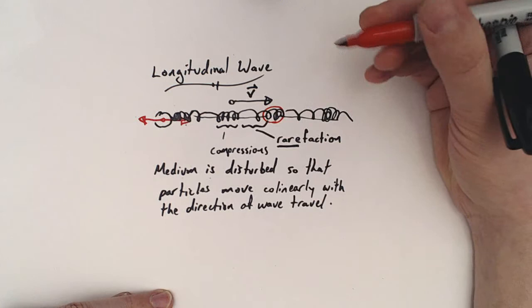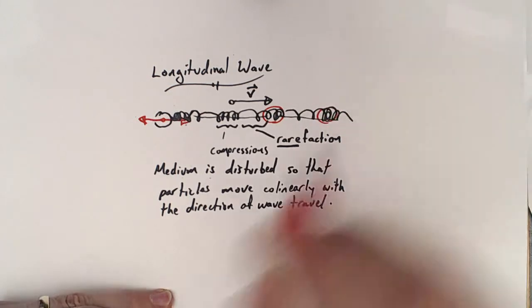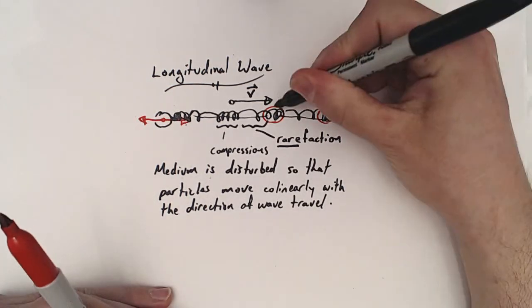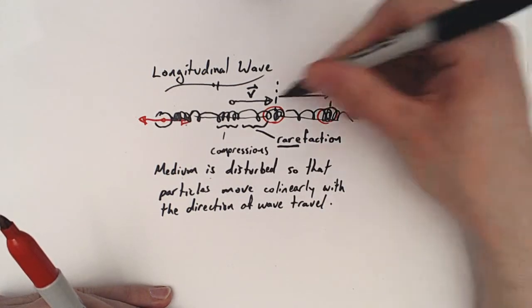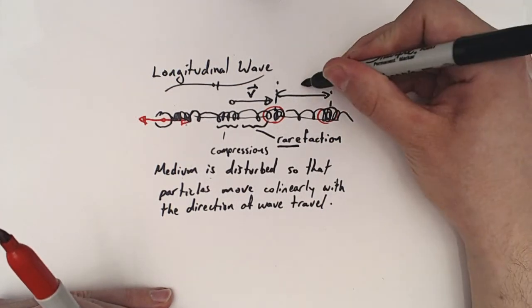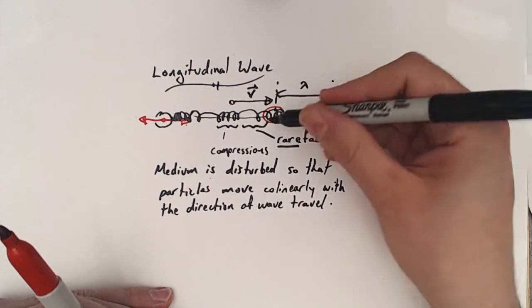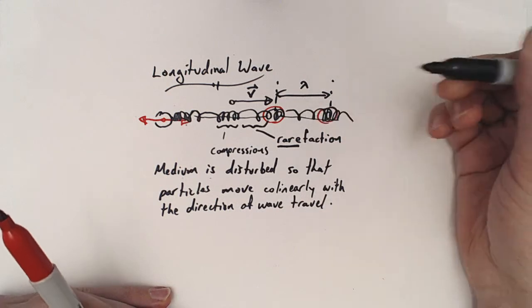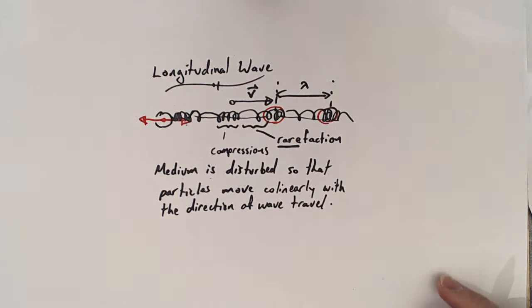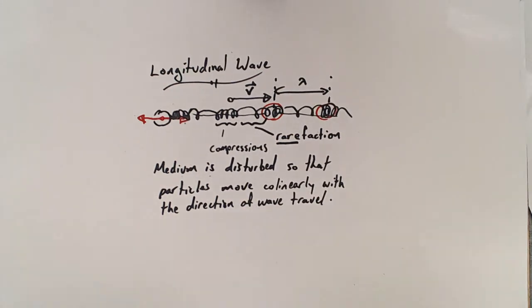That's a compression region, and that's a compression region, and from the center of one compression region to the center of the next compression region is a wavelength. That's lambda. From the center of a rarefaction region to the center of the next rarefaction region is also lambda. People sometimes are unsettled by something like this being called a wave, but you shouldn't. It fits the definition, right?